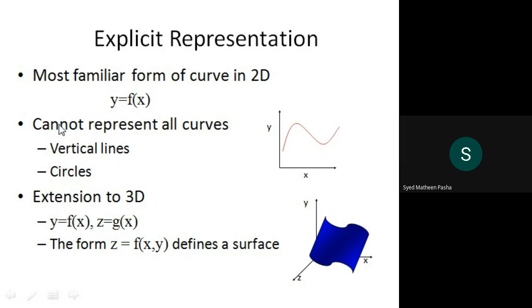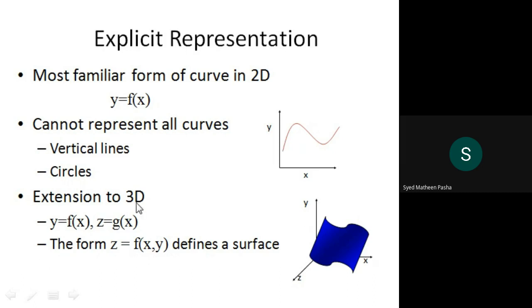There is one disadvantage regarding the explicit representation. You cannot represent all curves, such as vertical lines as well as circles, in the form of explicit representation. How do you represent the similar two-dimensional curve in 3 dimensions? The first function will be similar, that is y is equal to f of x, and for z, the function given is g of x. Then z is defined as a function of both x as well as y.